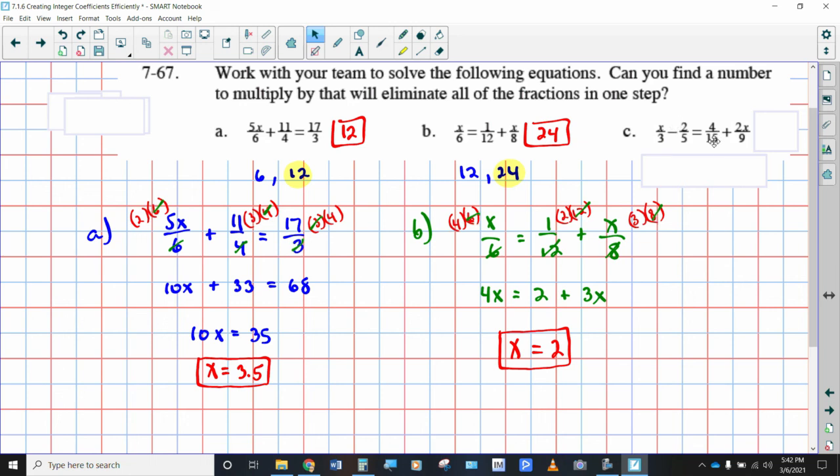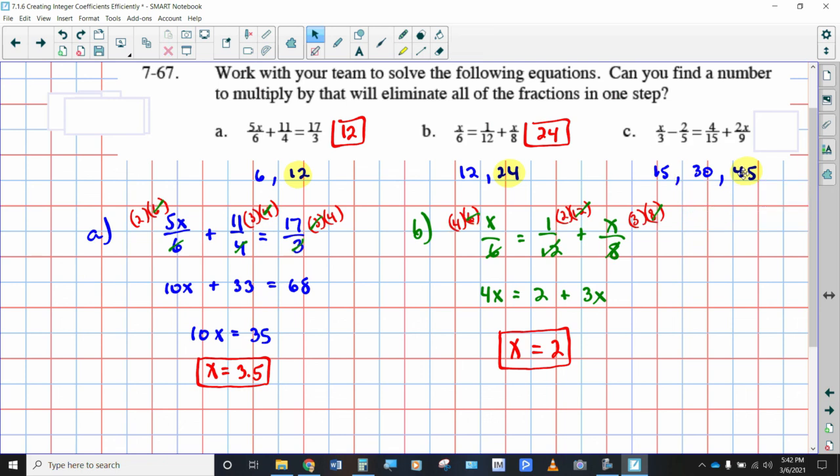But we have to start with 15. Does 3 go into 15? Yes. Does 5 go into 15? Yes. Does 9 go into 15? No. 15 does not work for our common multiplier. The next multiple would be 30. 3 and 5 go into 30, but 9 doesn't go into 30. So the next multiple would be 45, and that's the one that works.